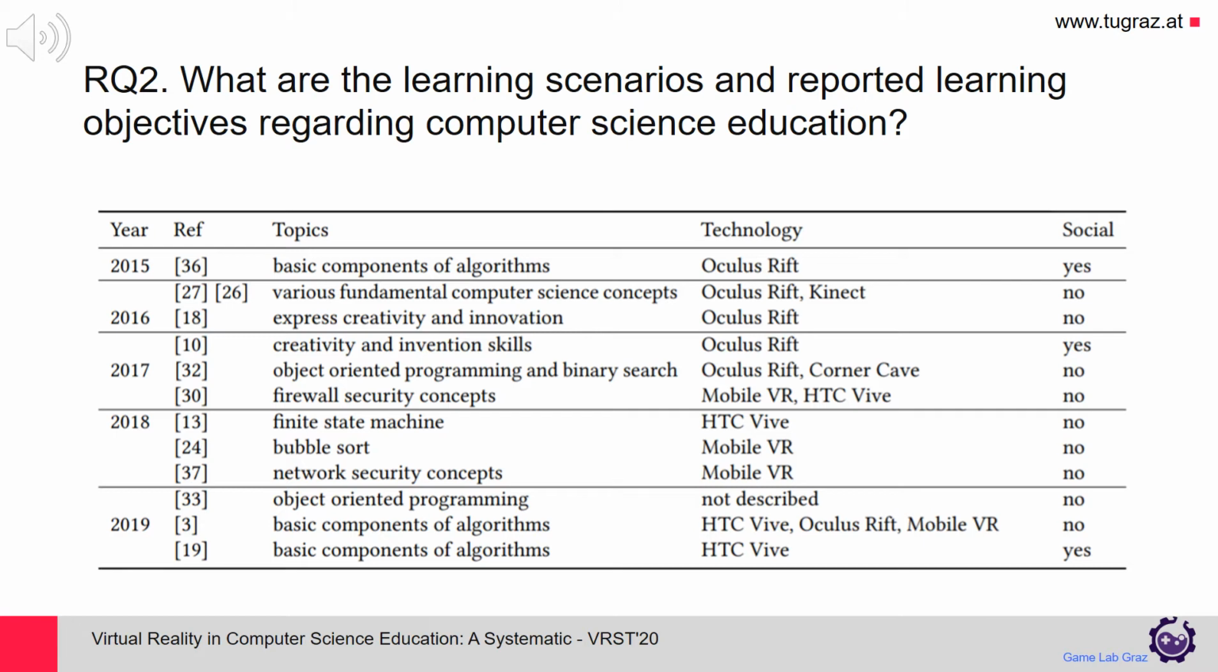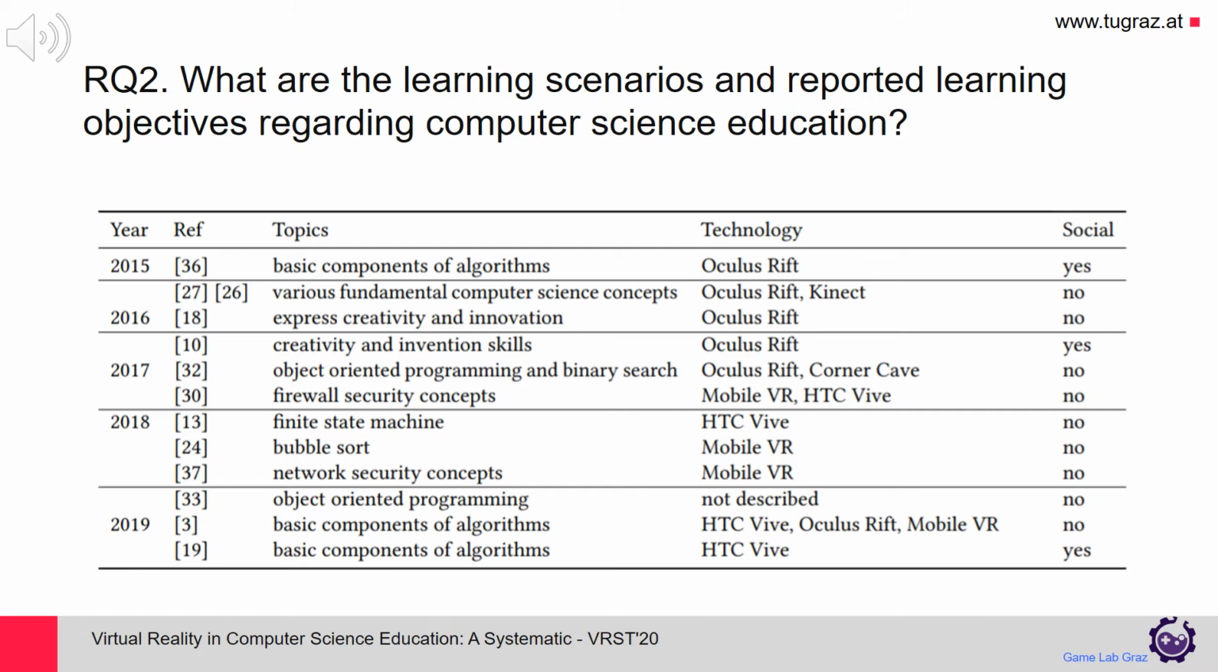Valonsa, Ibayashi, and Goto used VR to teach about the basic components of algorithms through an active design process. Parma and colleagues investigated how embodied interaction can foster computational thinking and the understanding of various fundamental computer science concepts. Harms and Hastings designed a cross-curricular approach to express creativity and innovation by developing VR experiences. Object-oriented programming and binary search concepts were visualized by Stigall and Sharma.